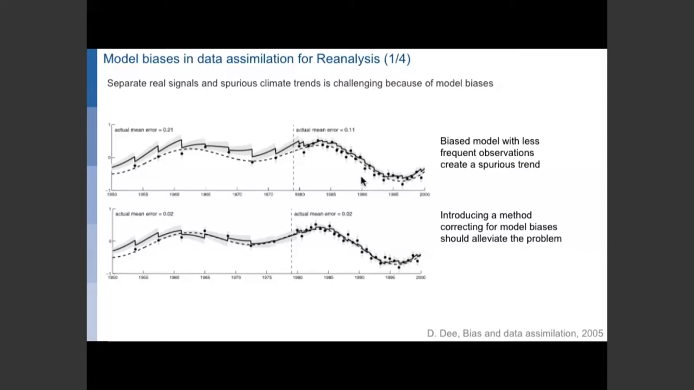And what he showed in the paper is that if you're actually correcting for your model bias, the mean error you've got will be the same, and it doesn't depend on the density of your observing system.